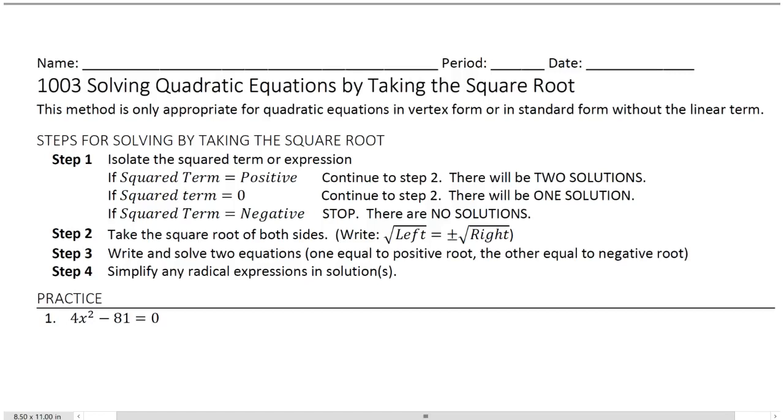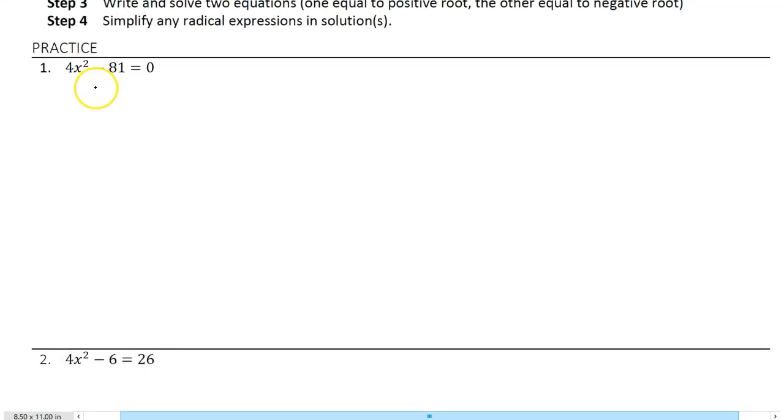Solving quadratic equations by taking the square root. Equations in vertex form and equations without a linear term can be solved by taking the square root. The steps for this method are: 1. Isolate the squared expression. 2. Take the square root of both sides. 3. Write and solve two equations. And 4. Simplify any resulting answer.